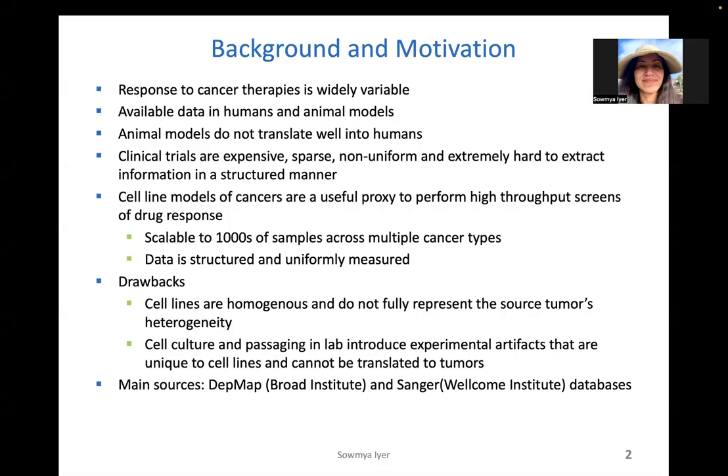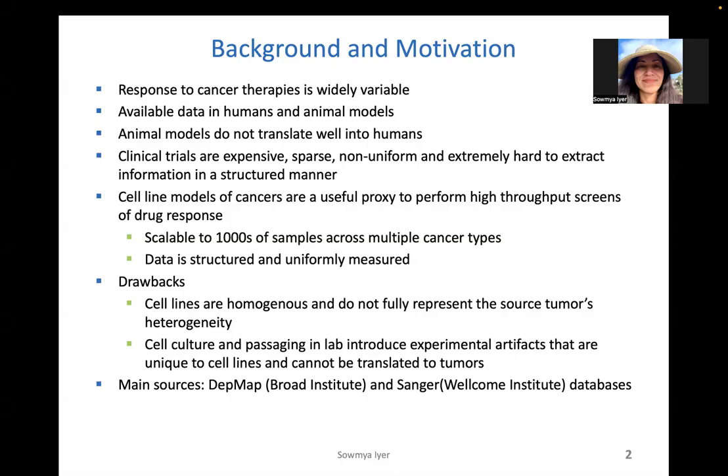Cell line models of cancers, which we create and interpret in our group at the Broad Institute, are a useful proxy to perform high throughput screens of drug responses. So this is scalable to thousands of samples across multiple cancer types. The data is structured and uniformly measured.